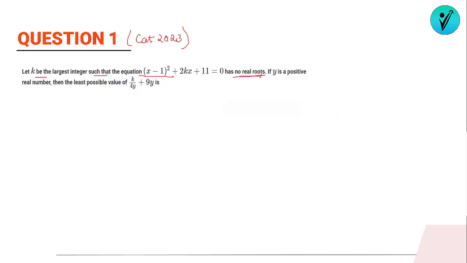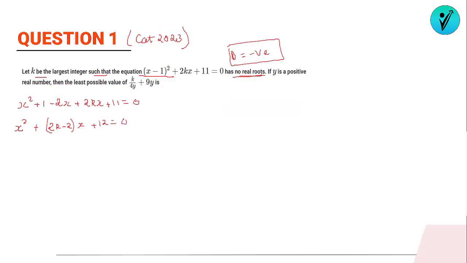So first of all, what is the condition for no real roots? For no real roots, the discriminant should be negative. So let's use this condition first. If you expand it, the expansion is x square plus 1 minus 2x plus 2kx plus 11 equals 0. Keeping the terms together, keeping x out, it will be x square plus (2k minus 2)x plus 12 equals 0.